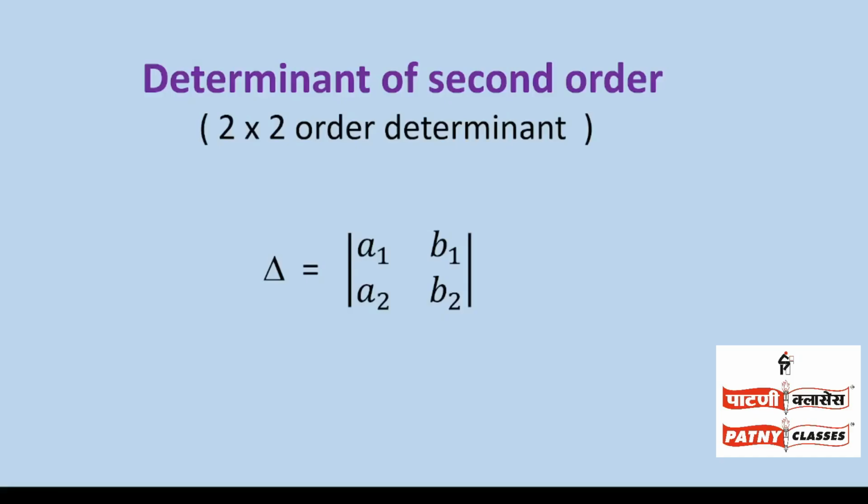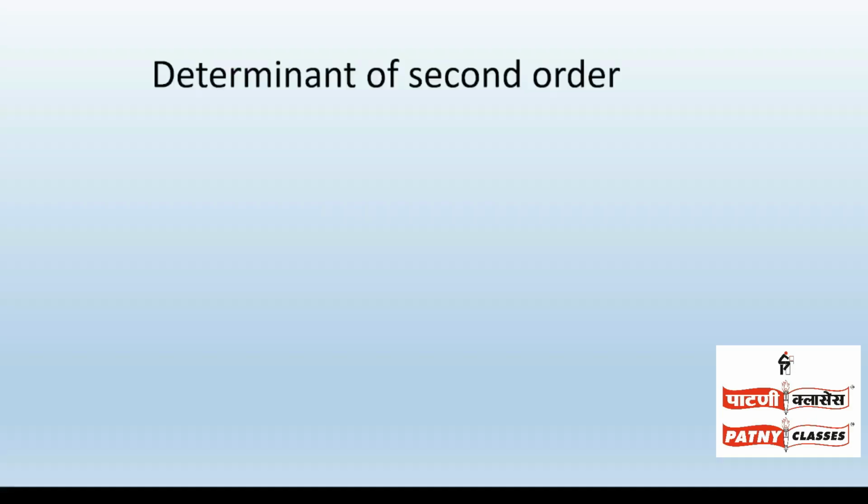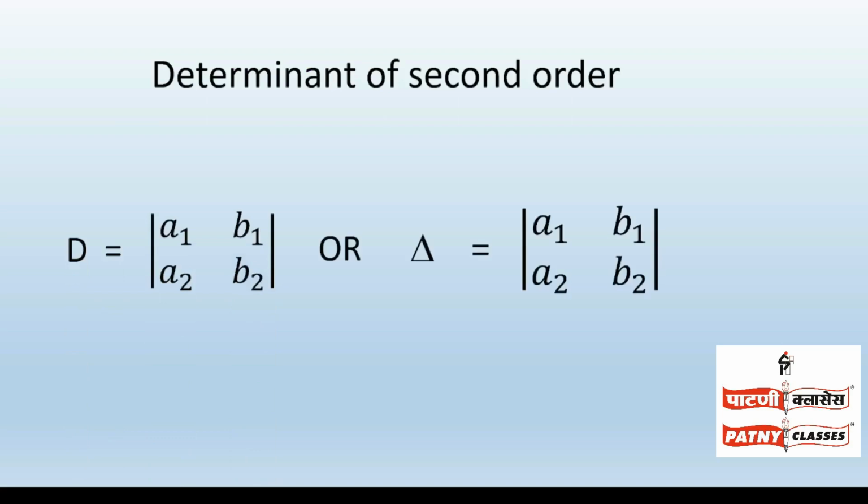Determinant of second order is given by delta equals to A1, B1, A2, B2. It is denoted by either capital D or delta, or by some other suitable symbol.